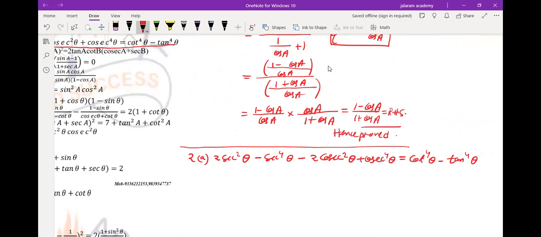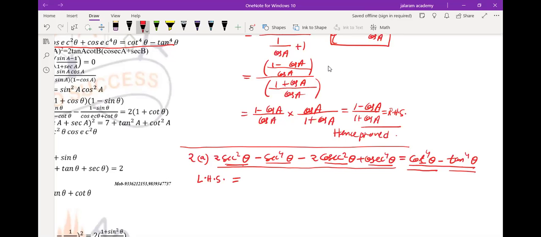First, always write the question so that you know what to prove, and always pay attention to the right hand side: what we have to bring in the right hand side and what we have in the left hand side. In the left hand side we have sec square theta, sec to the power 4 theta, cosec square theta and cosec to the power 4 theta. And in the right hand side we have to bring cot to the power 4 theta and tan to the power 4 theta. So first we think about the relationship between sec square theta and either cot theta or tan theta.